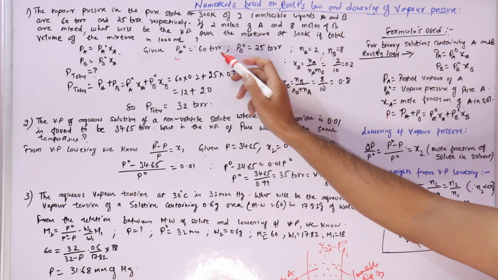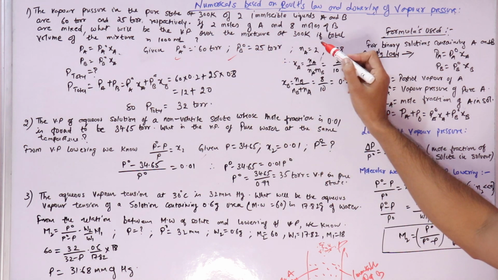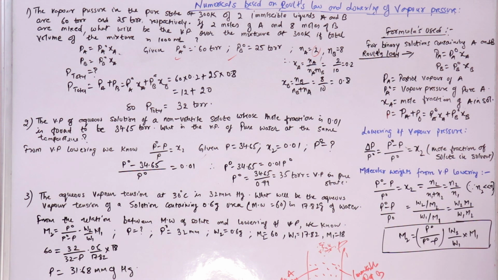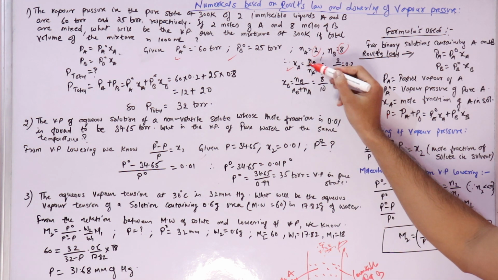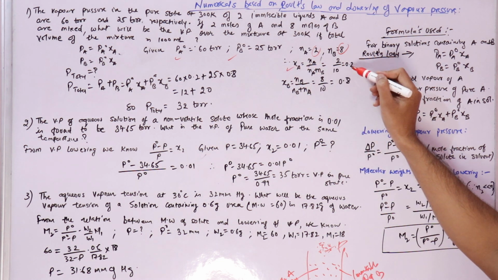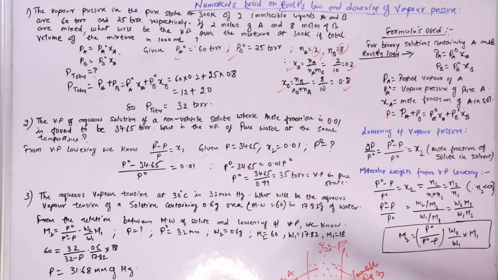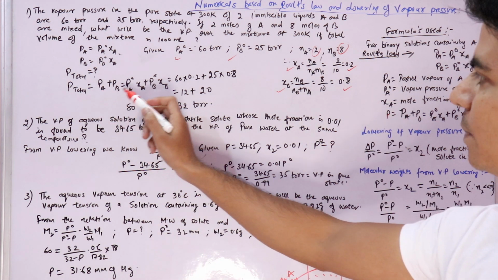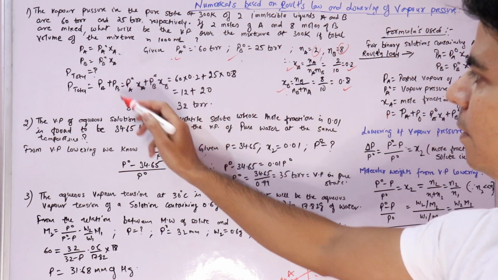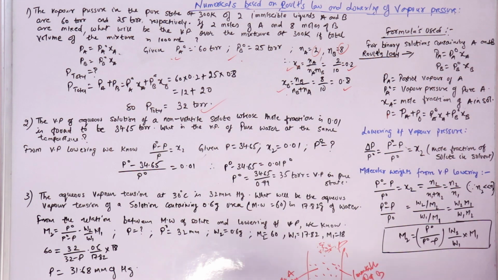So PA0 and PB0 are 60 torr and 25 torr, and the number of moles given is 2 moles of A and 8 moles of B. From the number of moles we can calculate mole fraction, which is XA equals Na upon Na plus Nb. We have already discussed this. So mole fraction of XA would be 0.2, mole fraction of XB would be 0.8. If you substitute all these values of XA, XB, PA0, PB0 here, you will get the total vapor pressure, which would be 32 torr, right?